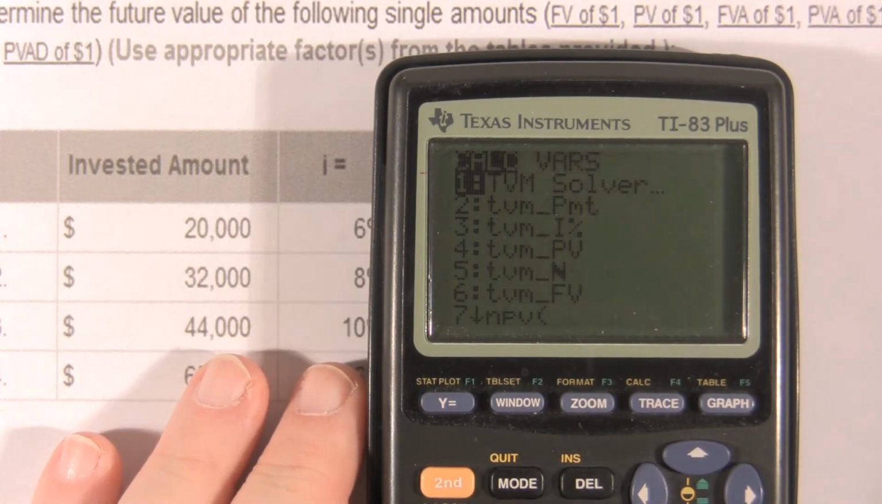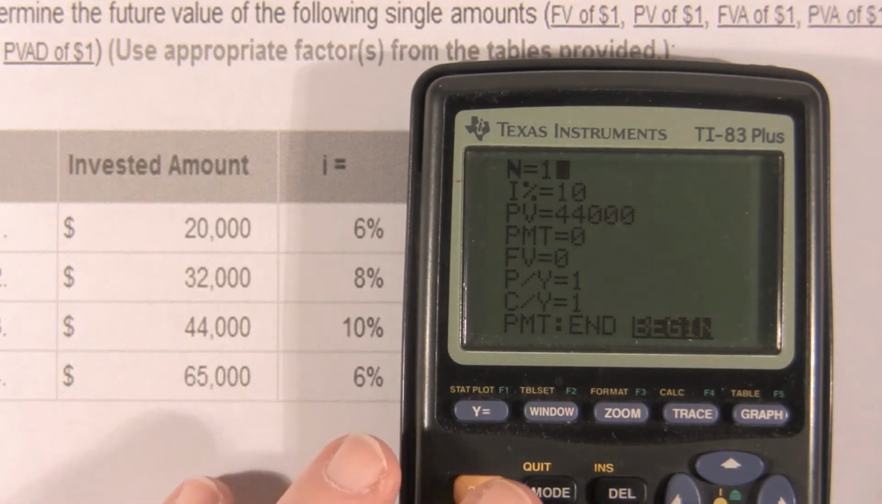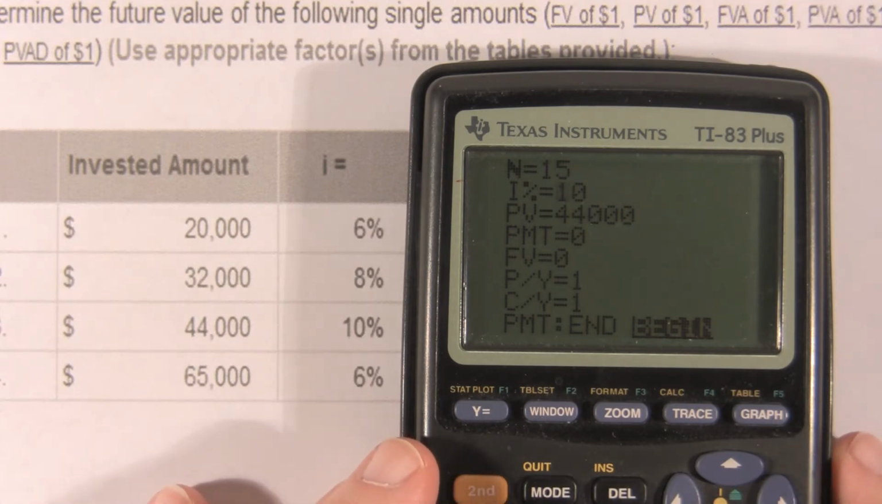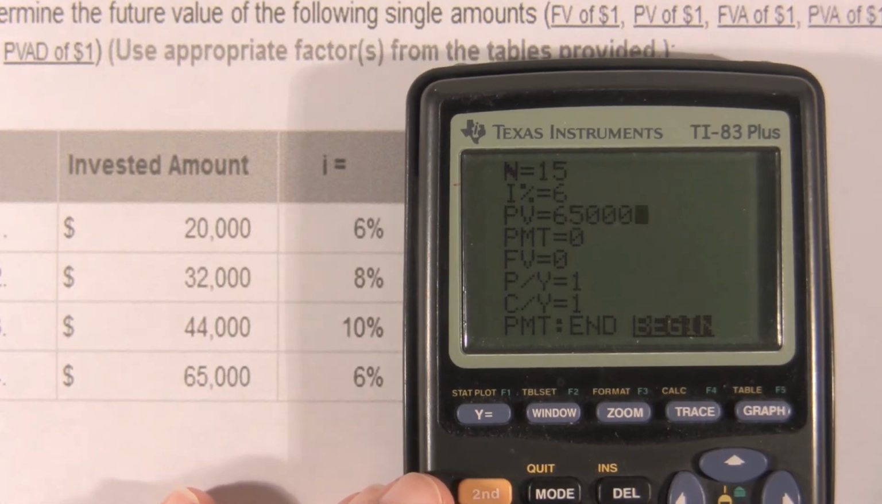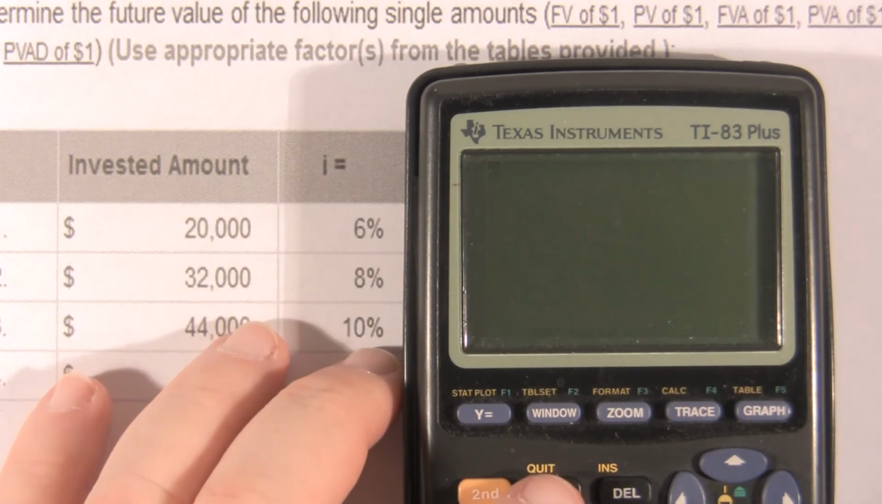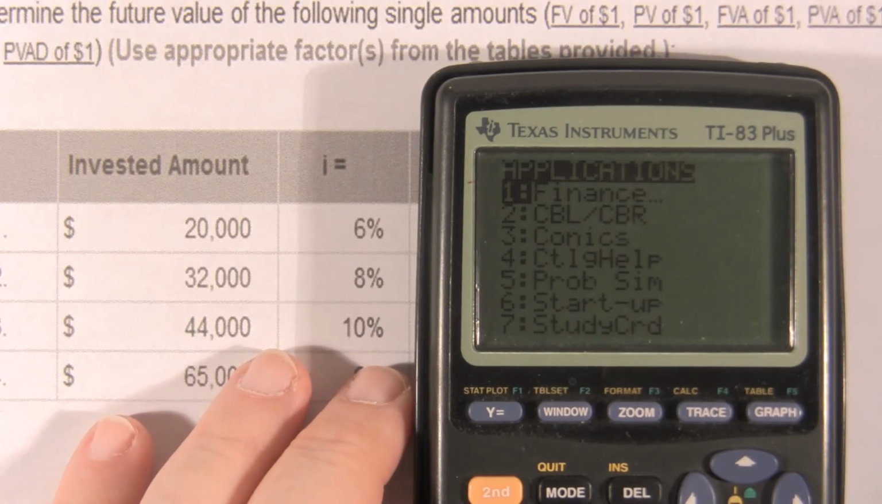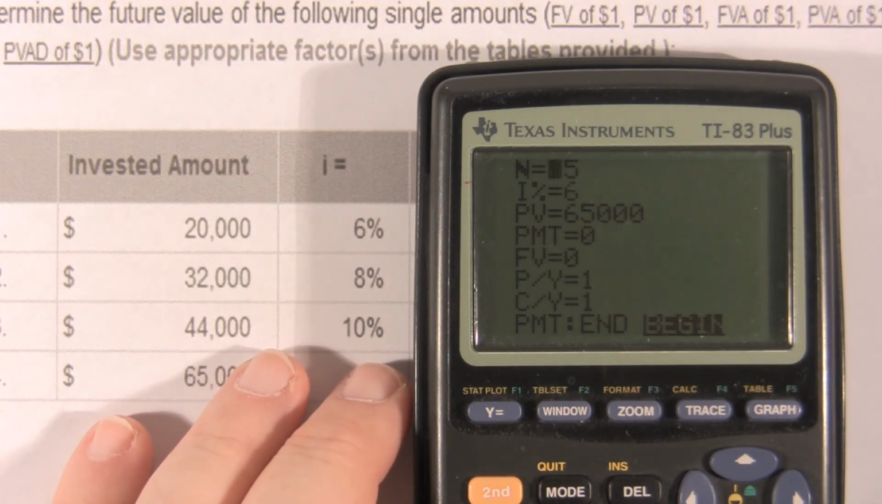So apps, finance, time value of money. Our N for the last one is 15. Our interest rate for the last one is 6. The amount of the payment is $65,000. The amount of the invested amount, $65,000. There are no annual payments. That would be an annuity. The future value is what we're looking for. So second, quit, apps, finance, time value of money solver, and I did something wrong. So let's just keep going. We got the numbers correct, so we did that.